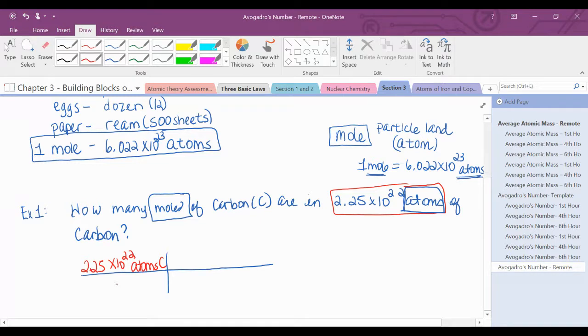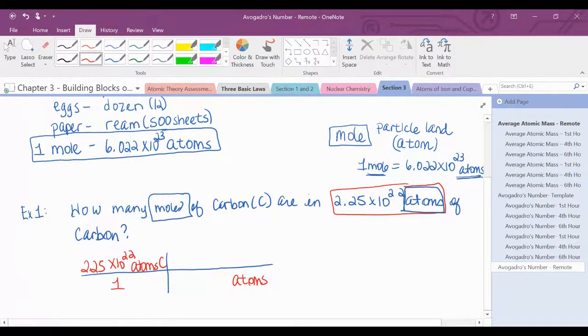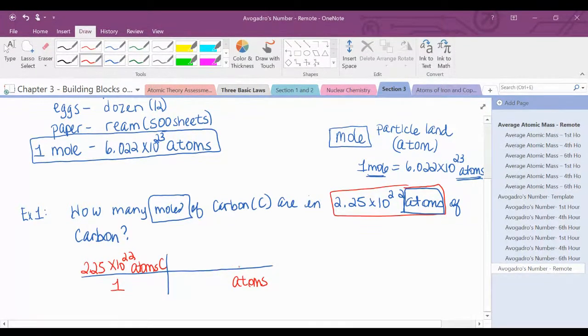All right, remember we can put our given over 1, and that 1 doesn't have any units. It's just a placeholder. Or you can even leave that square blank if you'd like. We want atoms of carbon to cancel. And the unit I'm looking for is moles of carbon.